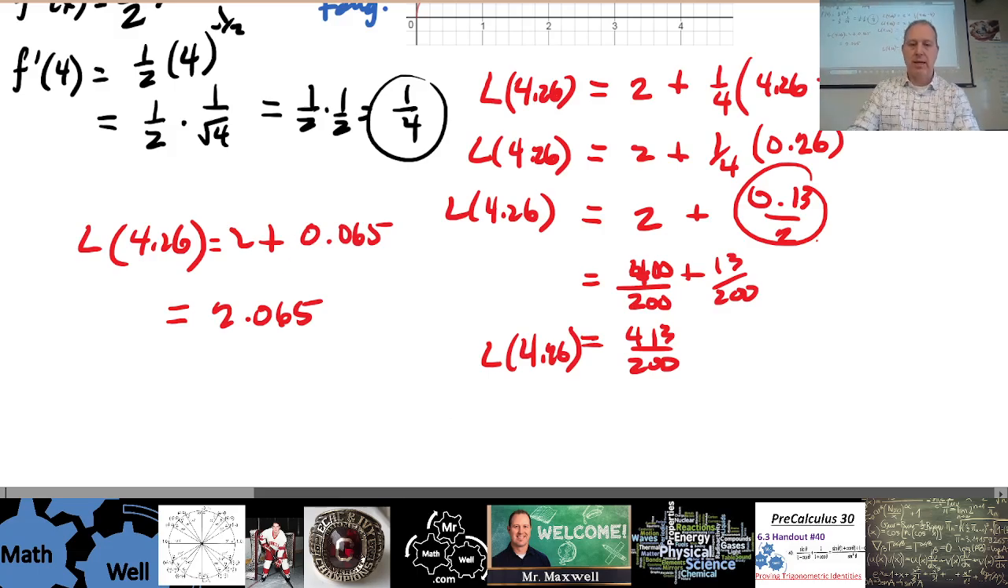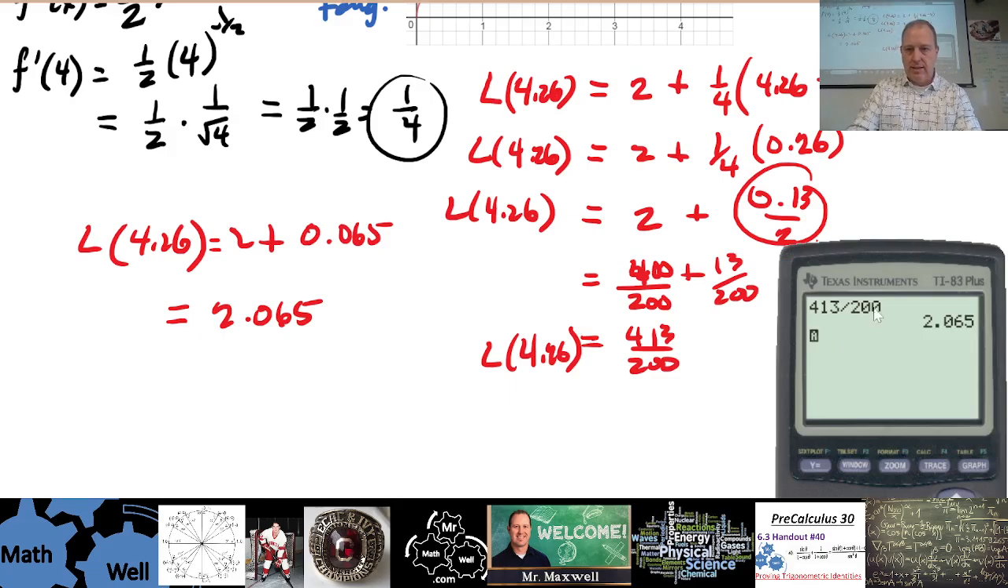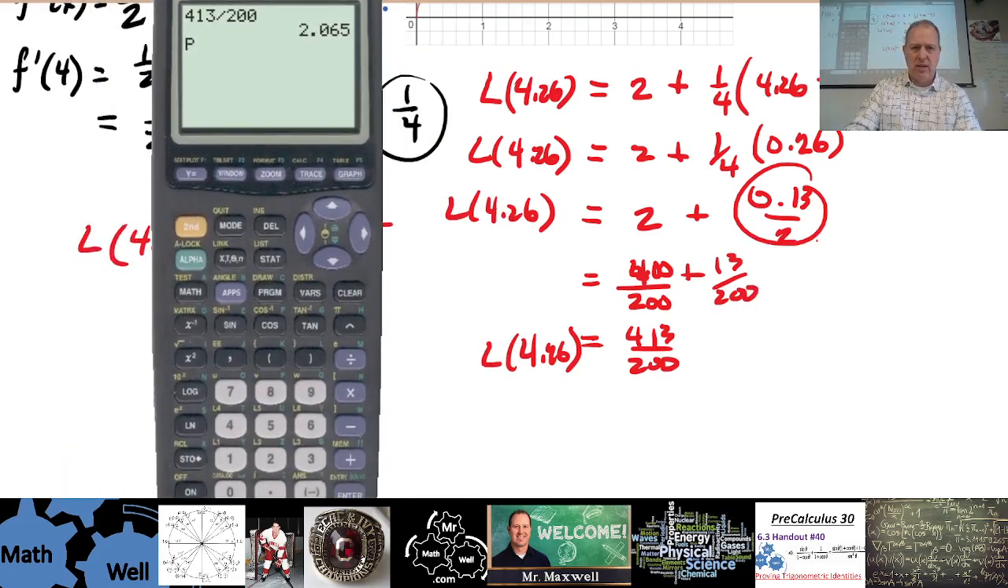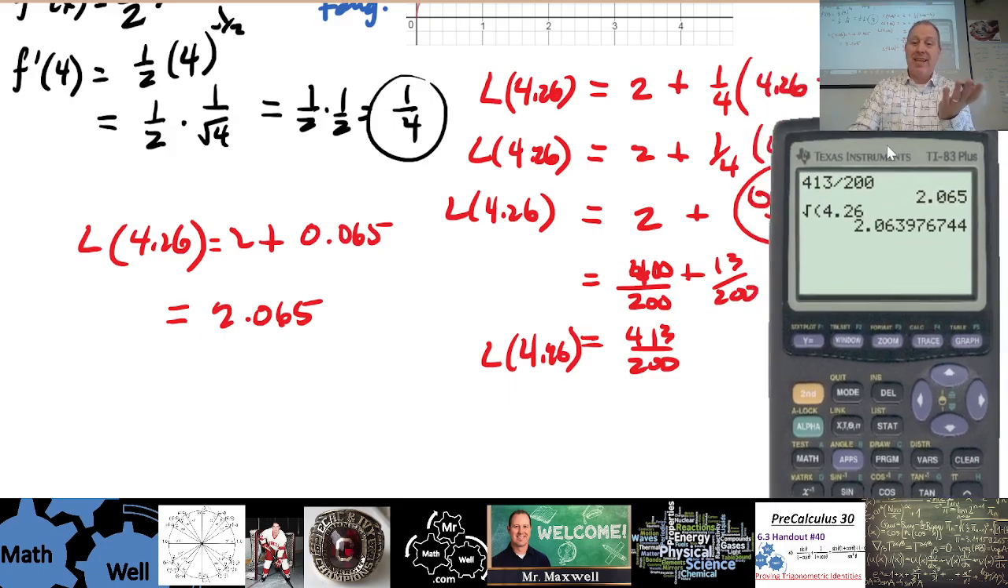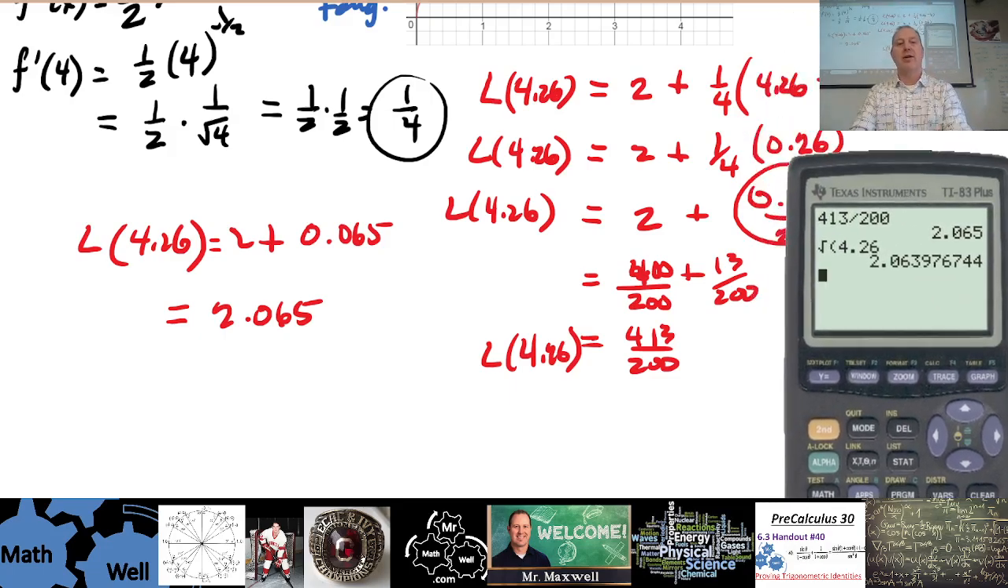Okay, so now here's the big reveal. Let's just see if it's close to the actual square root of 4.26. Ready? Ooh, 2.06397, or 2.064. Hey, so we're only 1,000th off. Hey, it's not bad. A little more than 1,000th, I guess, but you get it, right? So see, that's a pretty good approximation, and we did not need the calculator at all for that.